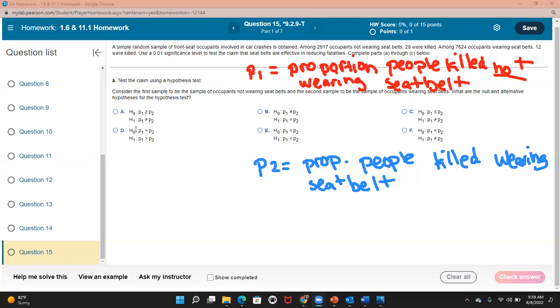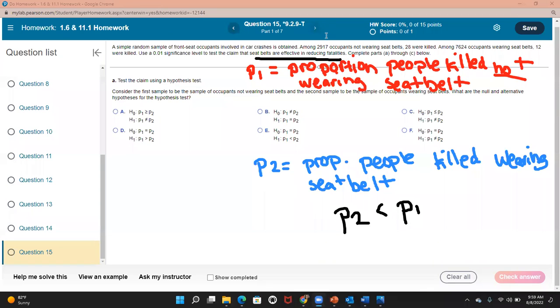I just want to make sure we get it all down that we're looking to see again that seatbelts are effective in reducing fatalities. Because they told us to label these groups this way, what we're really trying to show is that the proportion of people wearing seatbelts, p2, is less than p1. However, they're not going to write it like that. That's not going to be one of the options we have here, because they're going to have p1 listed first.